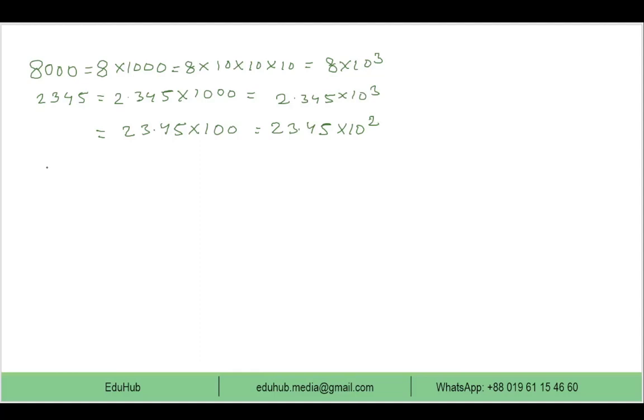Similarly, if we want to express the number 0.1 scientifically, we can write it 1 by 10. That means it is 1 into 10 to the power minus 1. If we want to express 0.001, that means it is 1 by 1000. That means it is 1 into 10 to the power minus 3.